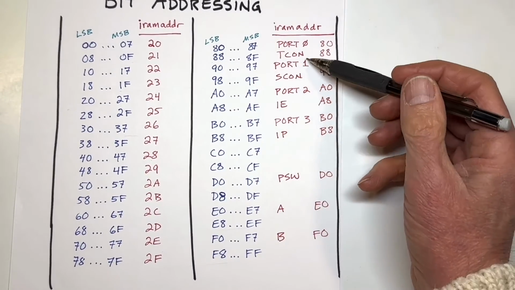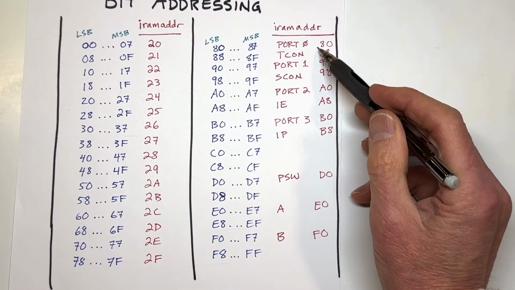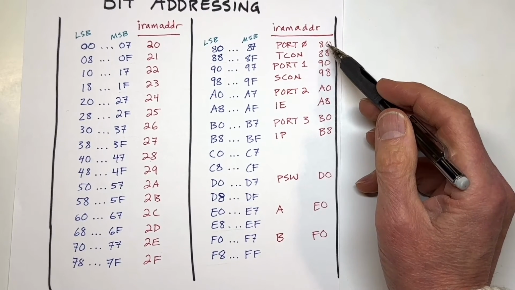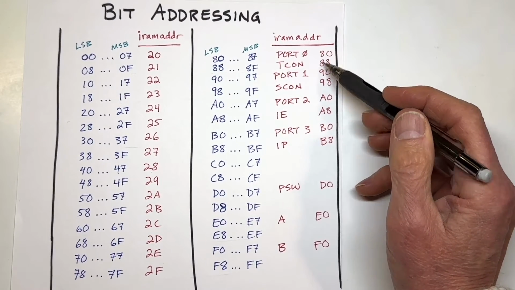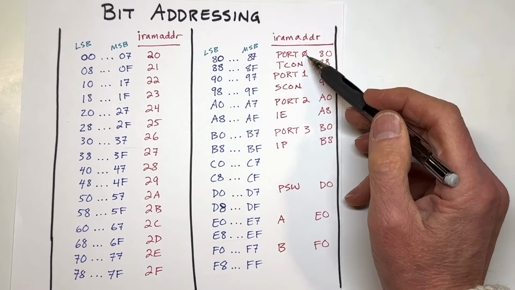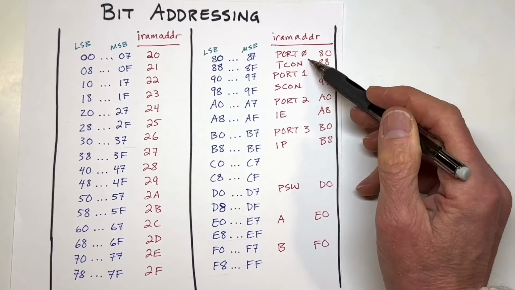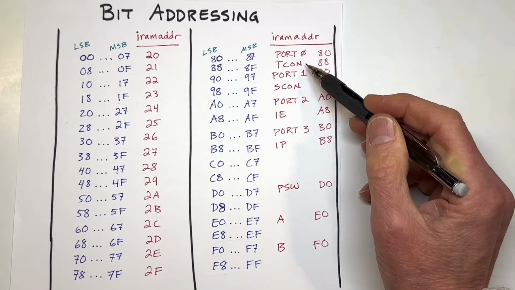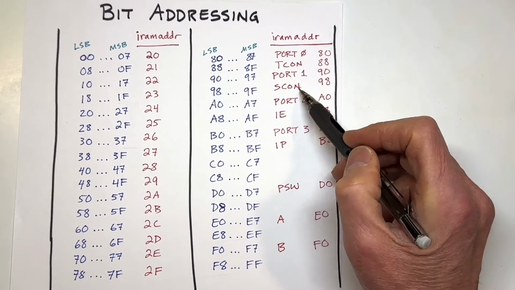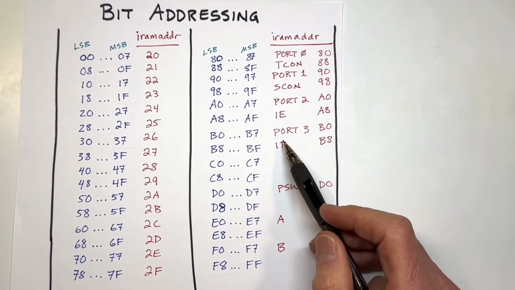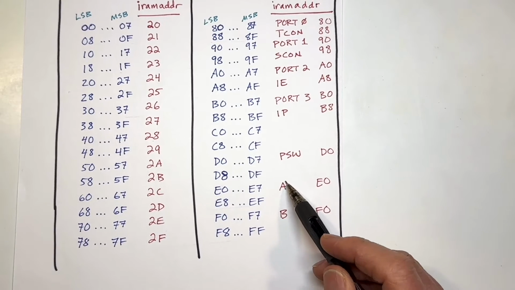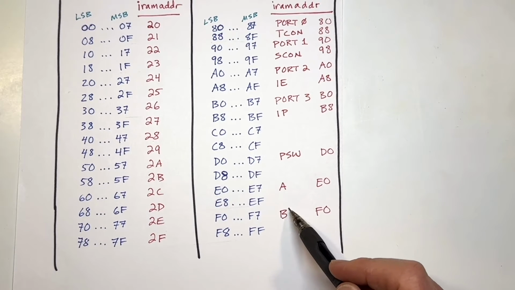For the other 16, we have this particular mapping. Now you should consult the data sheet for the particular chip you're using. This is for the chip I'm using, but it's going to be somewhat similar to this, if not identical. And so we have the 4 I/O ports, 0, 1, 2, and 3. We have some configuration registers for the timers and the serial communication. Here we have the interrupt enable and the interrupt priority registers. And here we have the program status word, and then we have the accumulator register and the B register.